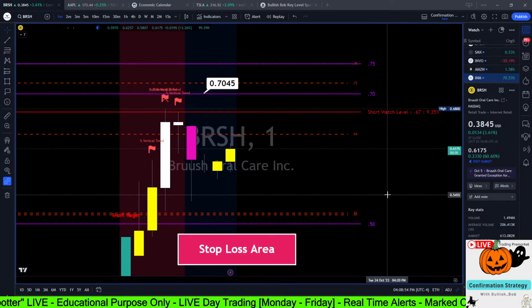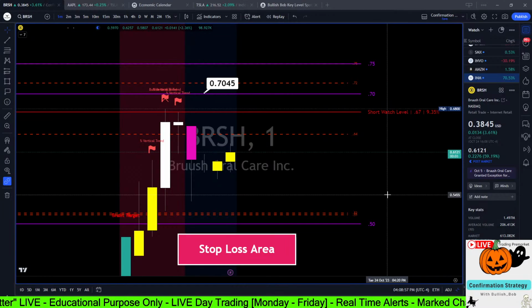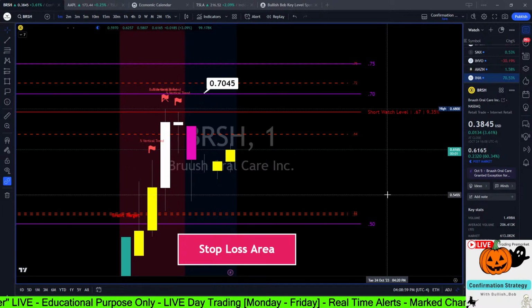And this would be a risk it for the biscuit, right? This would not be an A+ setup. This would be one of those setups that I do not want to throw the kitchen sink at.